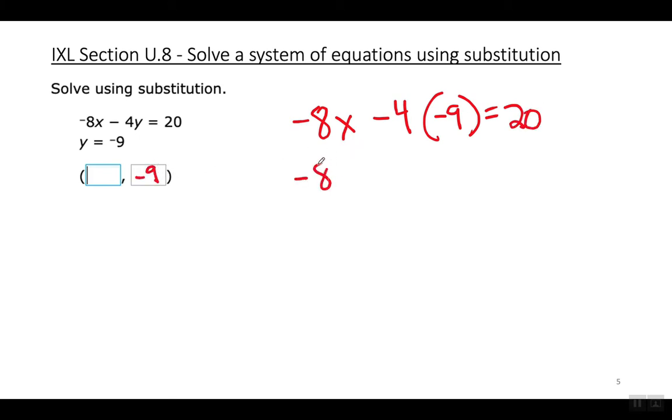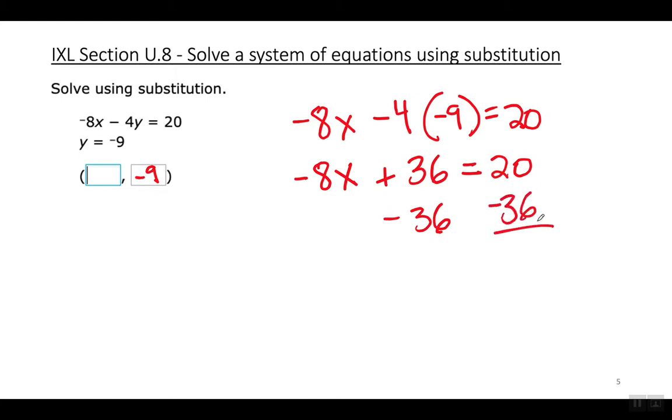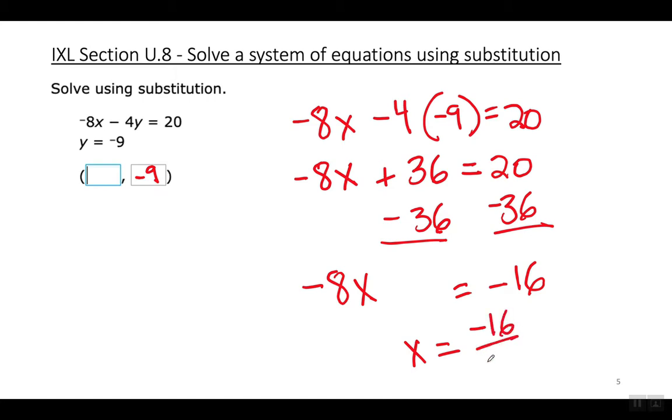Okay, so negative 8x, negative 4 times negative 9 is positive 36. Now I subtract 36 from both sides. So negative 8x equals negative 16. X is going to equal negative 16 divided by negative 8. So x equals positive 2. Again, if you substitute those values for x and y into the system of equations, they make both equations true.